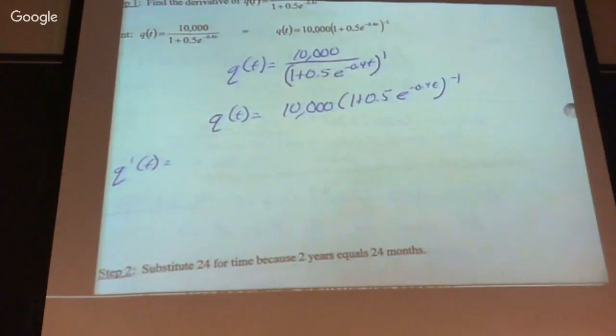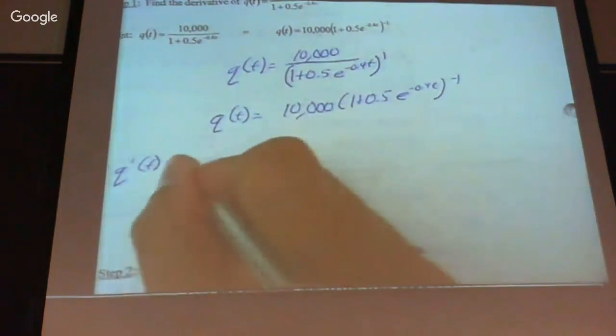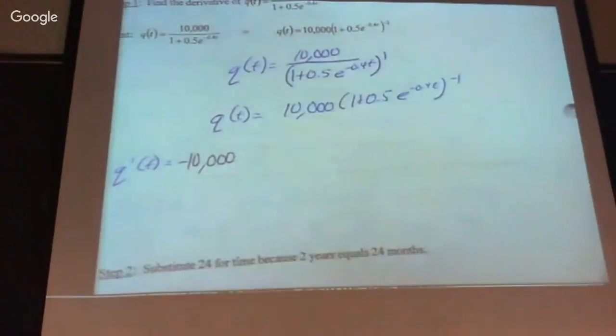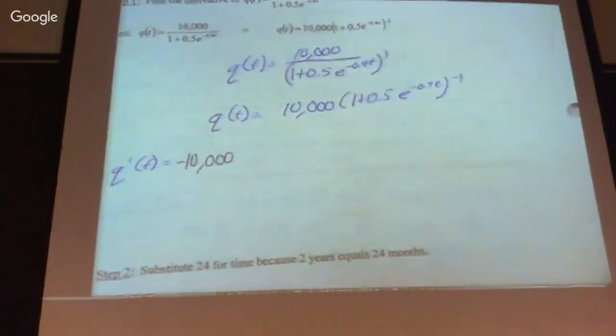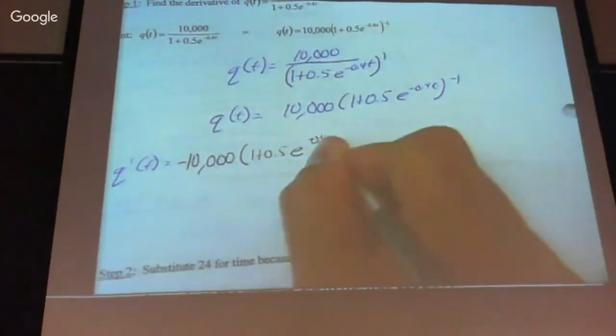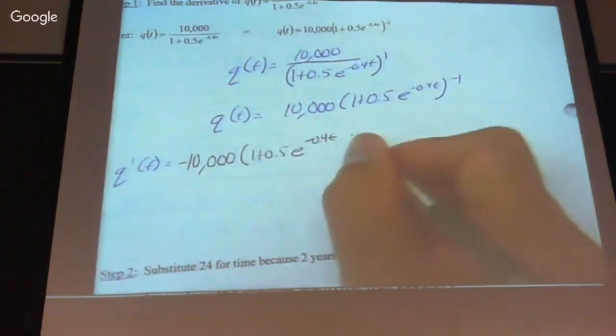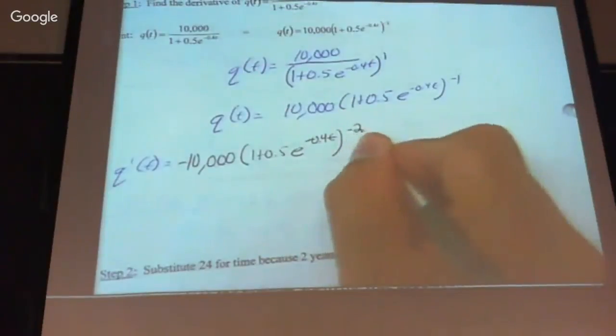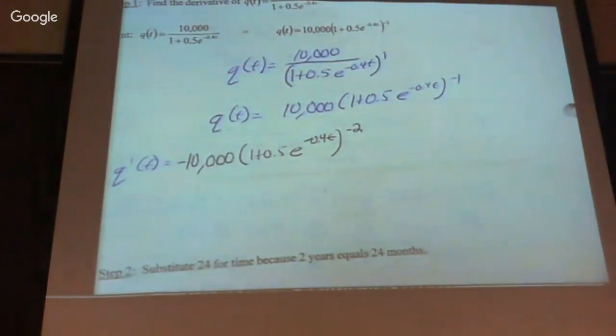All right, so let's see how we're doing. We're going to go through this slowly. If we make a mistake, let's figure out where that mistake is and what's going on. Okay? So the -1 goes in front. We get -10,000. Inside stays the same. The -1 becomes -2. Stop there. Any questions up to this point?